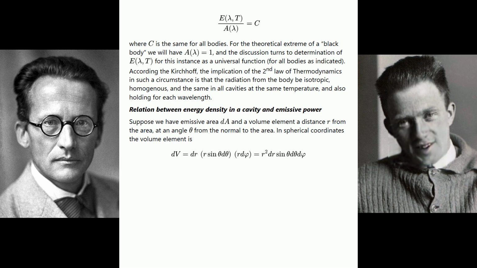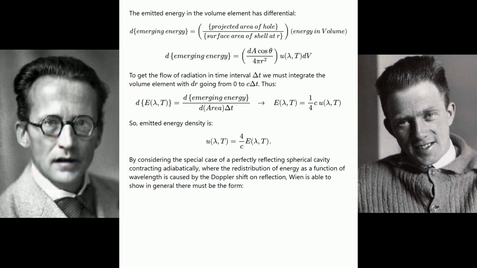Suppose we have emissive area dA and a volume element a distance r from the area, at an angle theta from the normal to the area. In spherical coordinates the volume element is, see the next equation. The emitted energy in the volume element has differential, see the equations. To get the flow of radiation in time interval delta t, we must integrate the volume element with dr going from 0 to c delta t. Thus, see the equation.